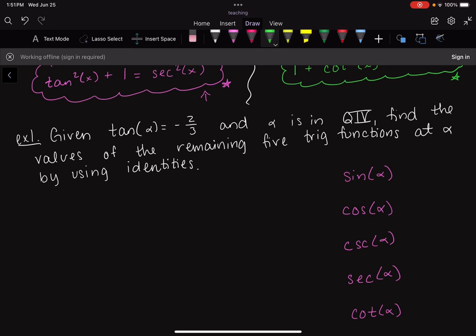Now you can do this in different orders. So if I'm given tangent, the first thing I would probably think is, oh, I can definitely go get cotangent because I know that cotangent is just tangent flipped. So cotangent would have to be -3/2. So me personally, I'd probably get cotangent first. After that, you kind of have some decisions to make.